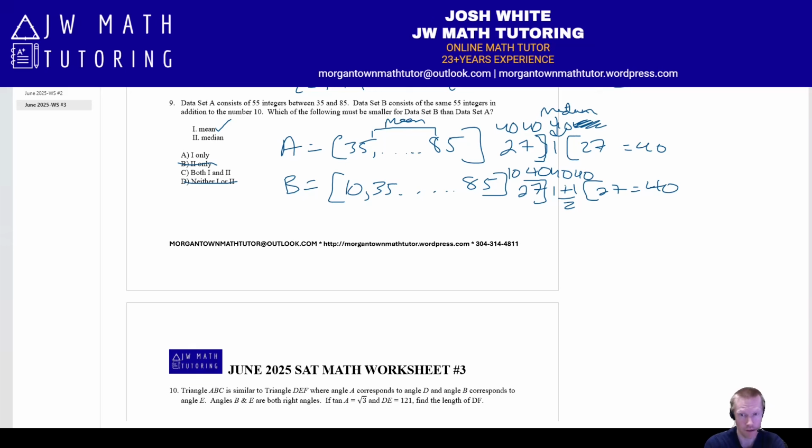But it could also work out that the numbers are different and that the median goes down based on how the distribution is. So the whole point is we don't know what happens to the median. The correct answer is A. It is only the mean which must be smaller for dataset B compared to dataset A.